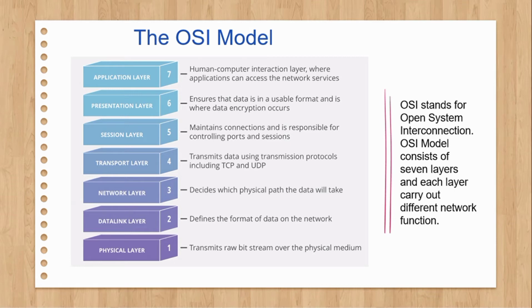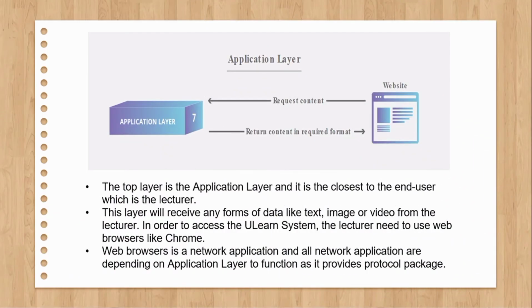It is a reference model that helps users to visualize how data is transferred from one device to another device through a physical medium in the networking system. The OSI model consists of 7 layers and each layer carries out different network functions. The top layer is the application layer. It is the closest to the end user, which is the lecturer.